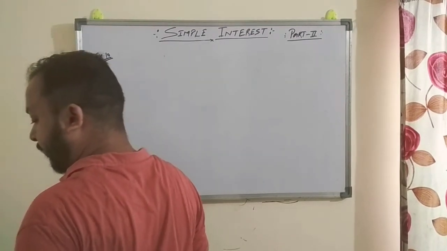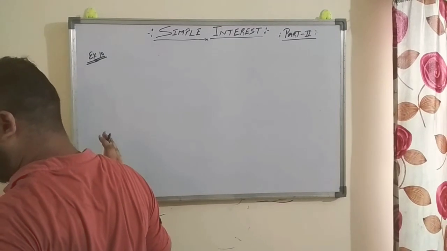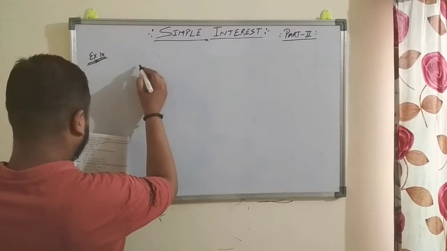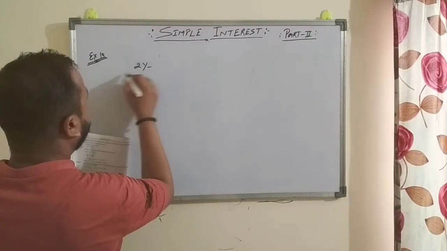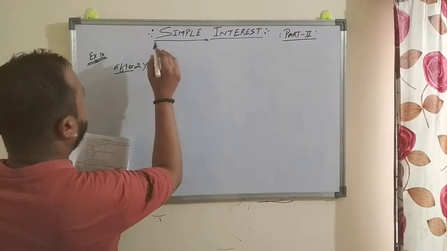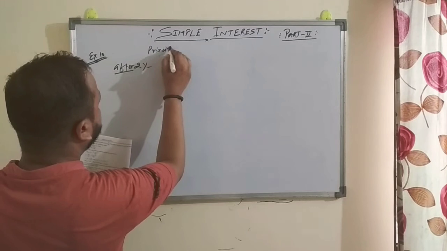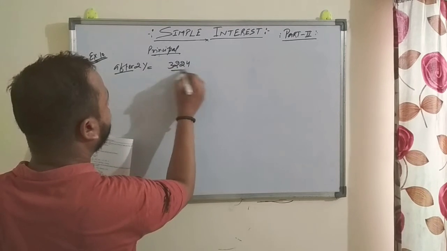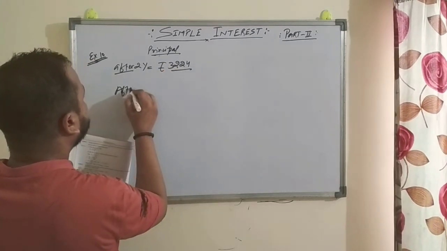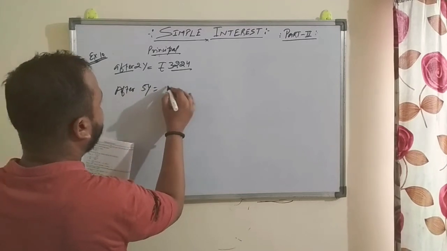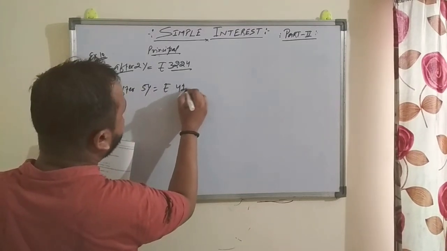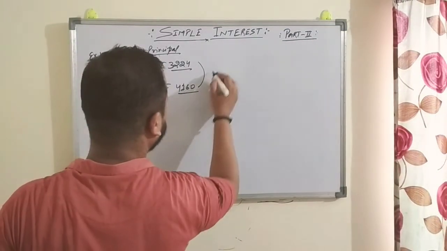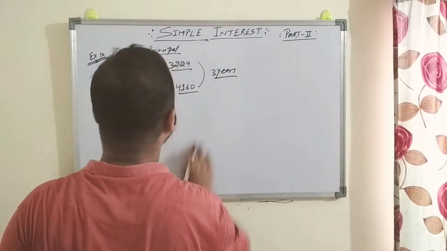So what is the principal? So suppose, means after 2 years, that particular principal becomes 3224, and after 5 years it becomes 4160, right? So here the gap is 3 years. 3 years gap is given, right?